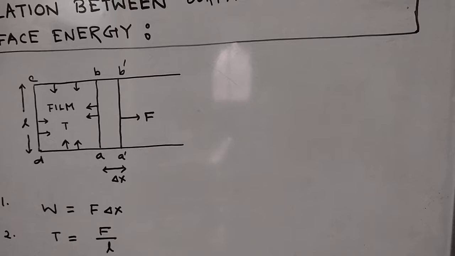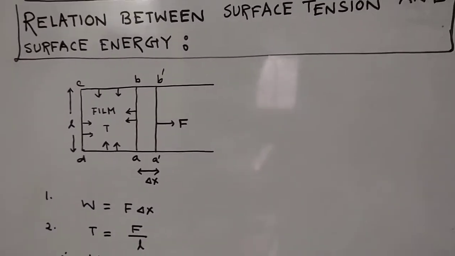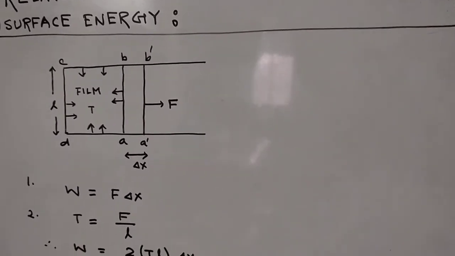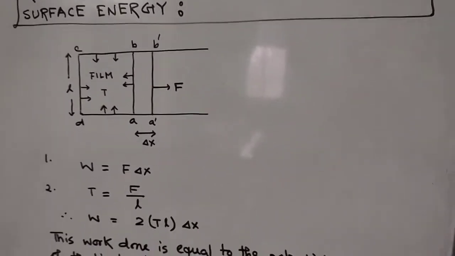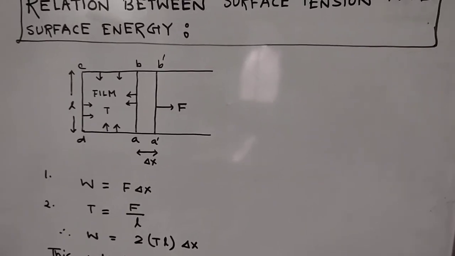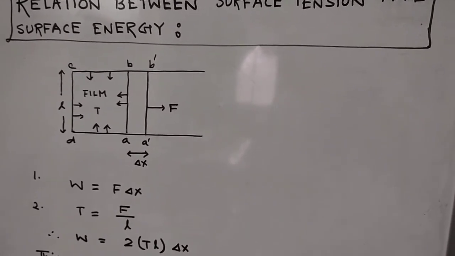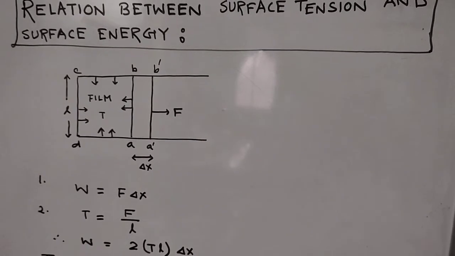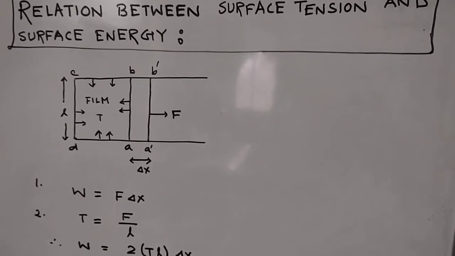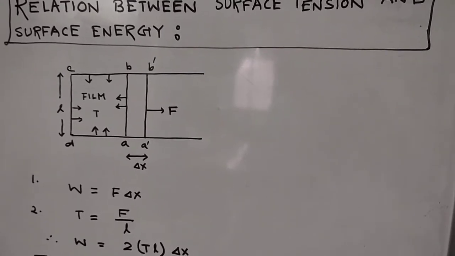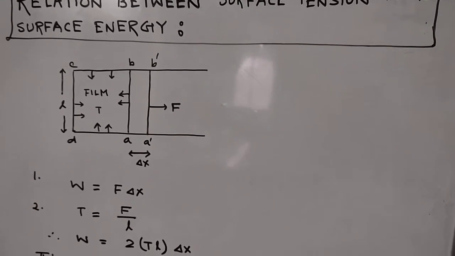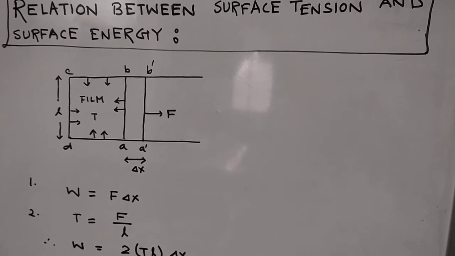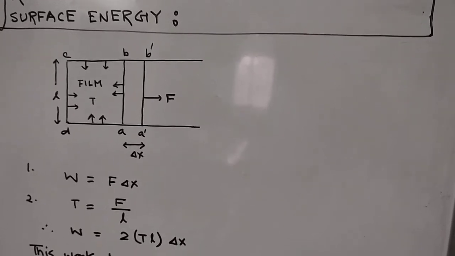Now as per the definition of work done, if we pull the wire AB by a distance delta x, then the work done will be W equal to F delta x. The formula for surface tension is T equal to F by L, that is force per unit length. Now we substitute F from 2 in 1, and it becomes TL delta x.